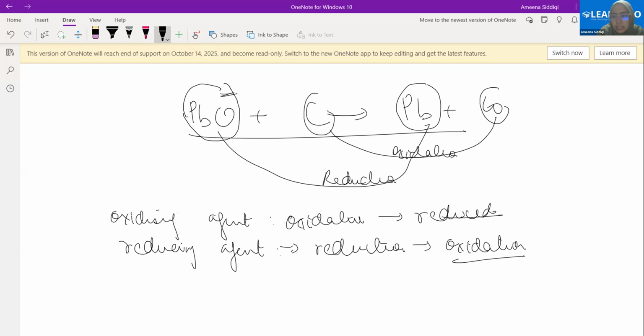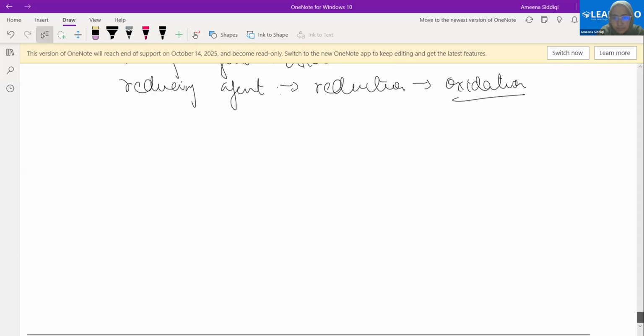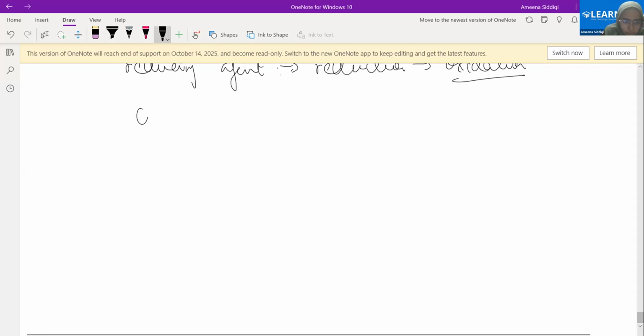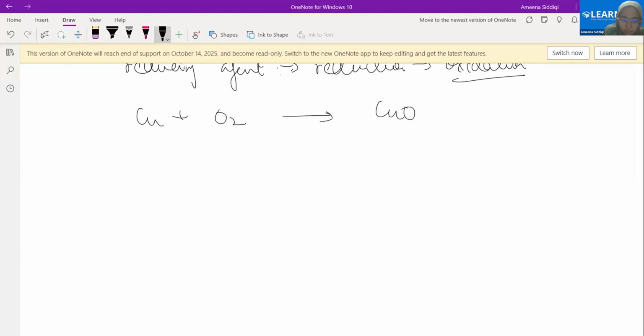Yes. Okay. Clearly, one more example here very quickly. Let's say beta we have copper. Okay. Then we add O2 here. What is happening here? Can you tell me, is any oxidation reduction taking place here? Oxidation is taking place.